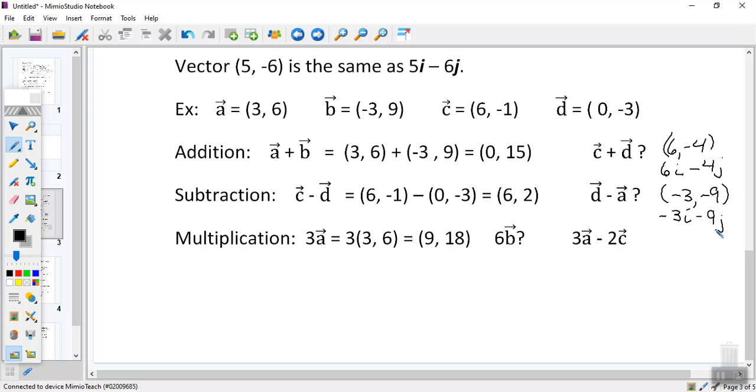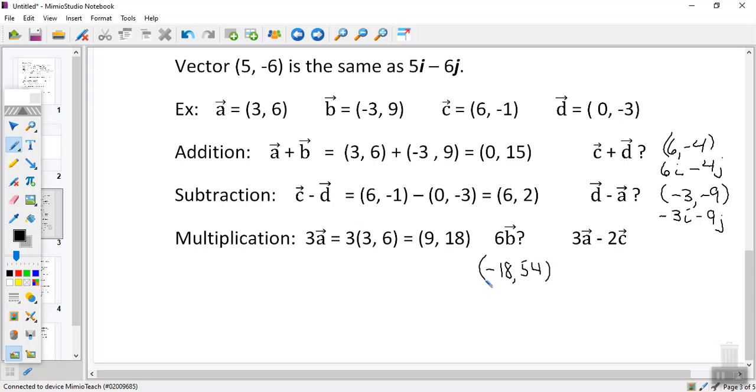Now this next one, pretty simple. If you want to take 3 times vector A, this would be 3 times 3 comma 6. Distribute. 3 times 3 is 9, and 3 times 6 is 18. So this question becomes, what would 6B equal, kids? Negative 18, 54. Multiply these two values by 6, right? That's pretty simple, isn't it? And you said 54, friends? Yep, 6 times 9.